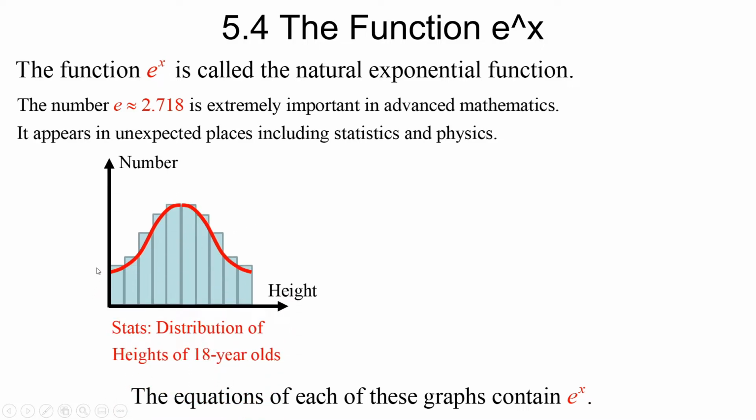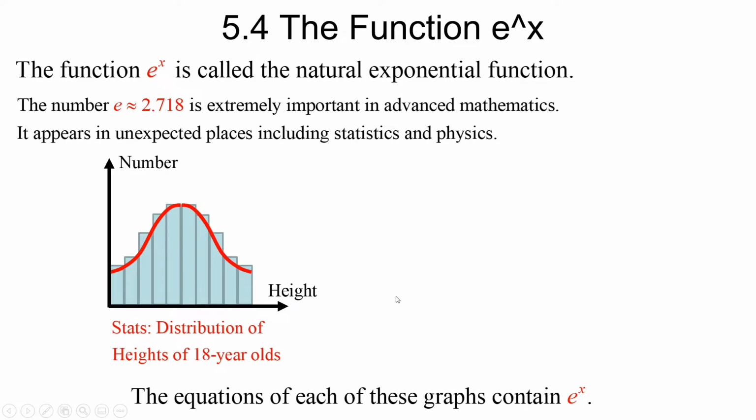All right, look at this. This looks like a bell curve, a normal distribution. And what is this graph? Stats. This is the distribution of heights of 18-year-olds. All right, and again, if you wanted the equation for this bell curve right here, guess what would be in it? An e to the x.